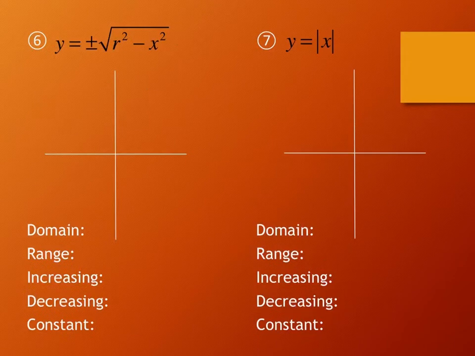Let's try another one. Number 6 looks weird as it's written, but it's actually a formula or an equation that you've already encountered. And to show you that you've already encountered it, we're actually going to square both sides and simplify, clean it up a little bit so it doesn't look so weird. If I were to square both sides, the left-hand side is obviously going to be y squared. What happens when I have the plus or the minus and I square that?